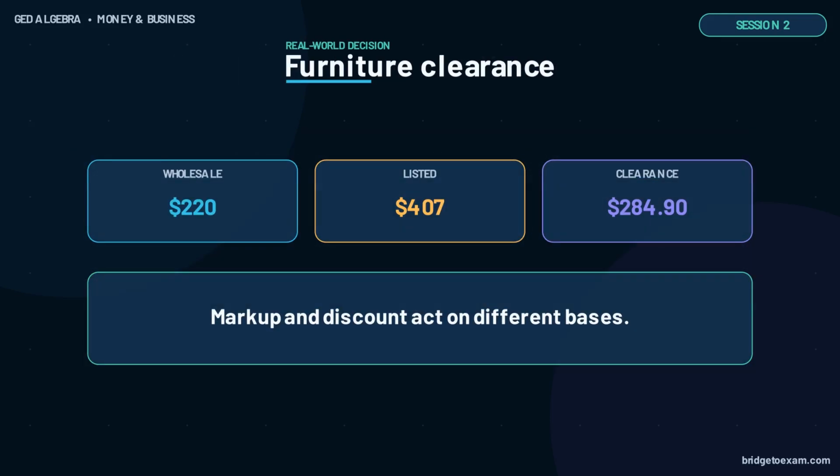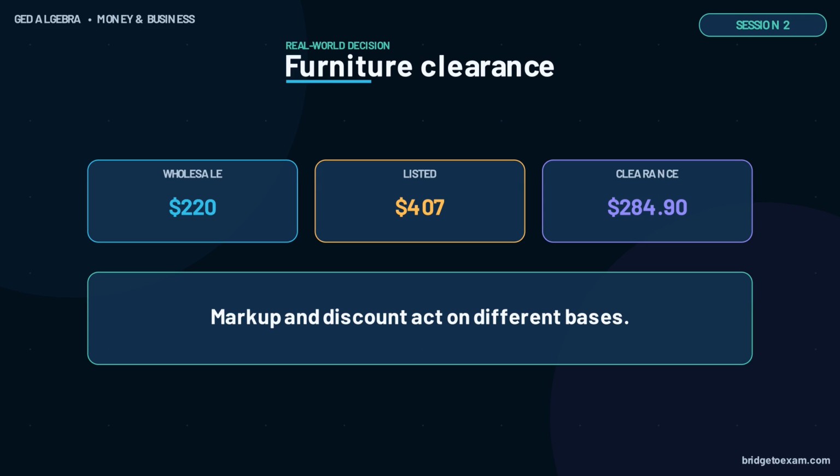Now connect the algebra to a decision. Furniture clearance. A table marked up 85% becomes $407. A later 30% clearance discount keeps 70% of that listed price, producing $284.90. The store is still above wholesale because the initial markup was large. The important interpretation is this. Markup and discount act on different bases. Numbers become useful only after we explain what they mean.